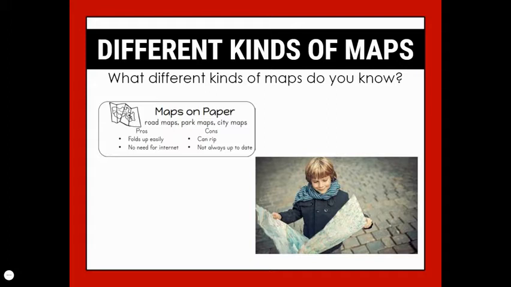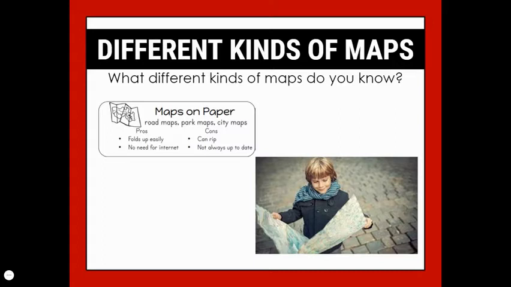In the picture, you can see the boy holding up a map. Have you ever seen a map like that? So some of the pros or the good things about maps on paper is that they fold up easily. A lot of people might keep them in their car. Also, you don't have to have the internet. You can take it with you anywhere.